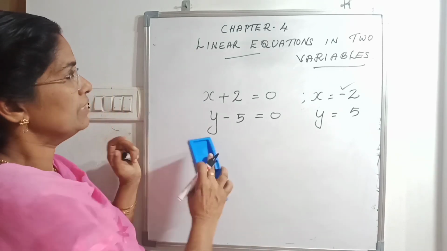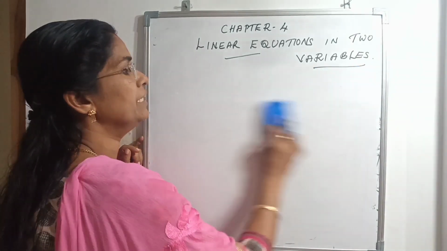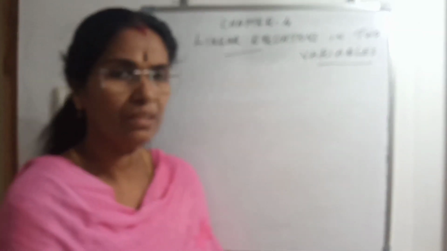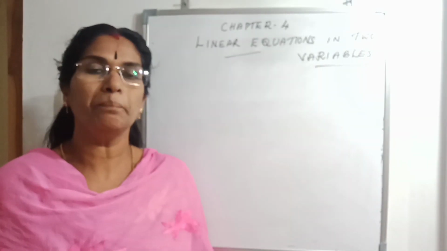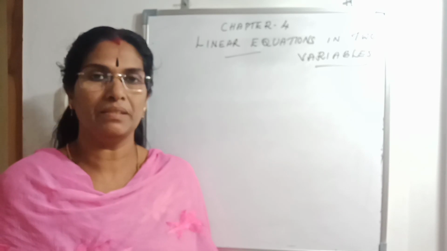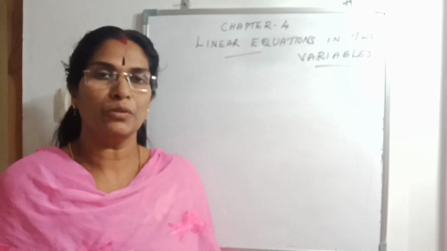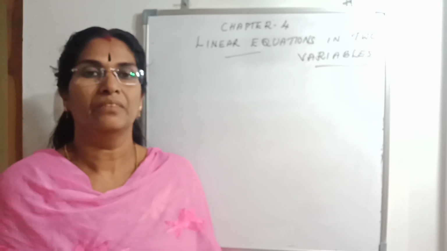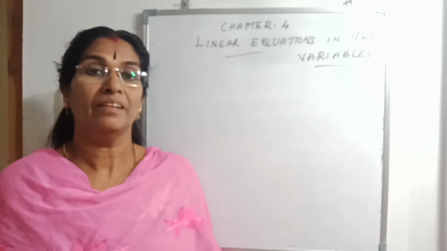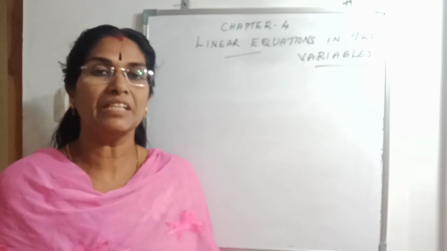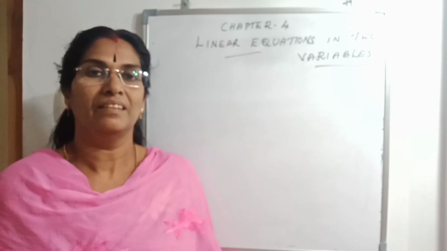Now our chapter is linear equations in two variables. An example: one day one boy went to a shop and he purchased one pen and one pencil. The cost of these two items is 15 rupees. Can you express this information in an equation?